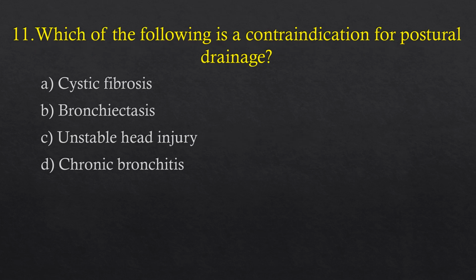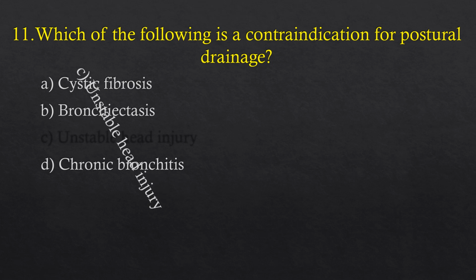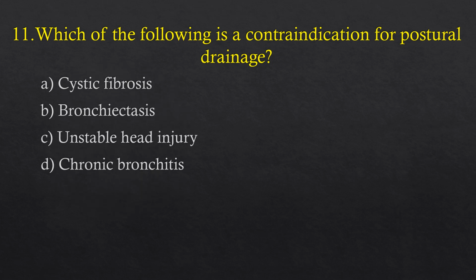Number 11. Which of the following is a contraindication for postural drainage? A, cystic fibrosis. B, bronchiectasis. C, unstable head injury. D, chronic bronchitis. So the answer is unstable head injury.